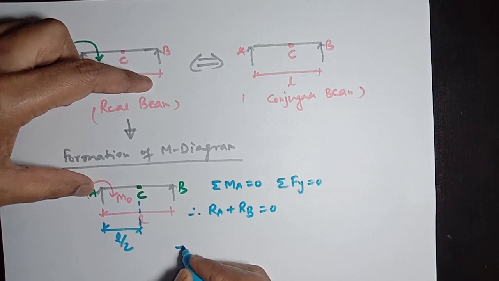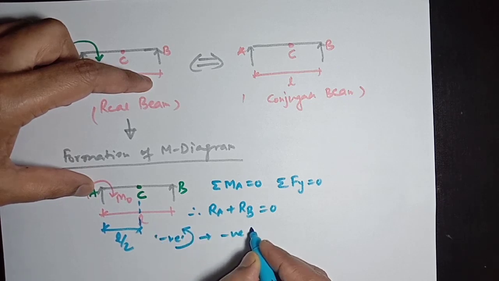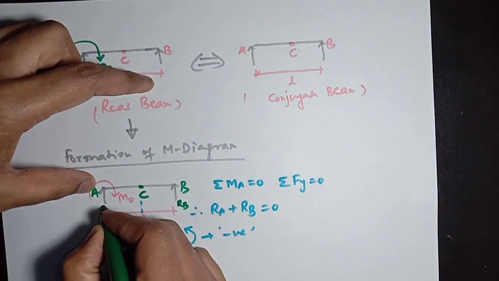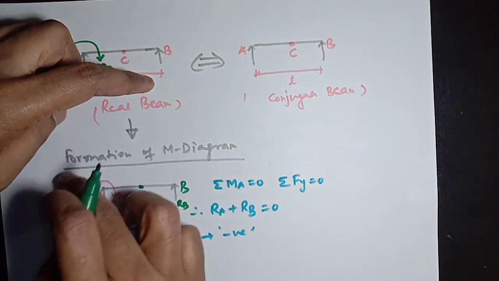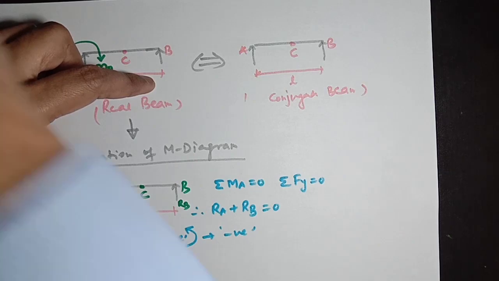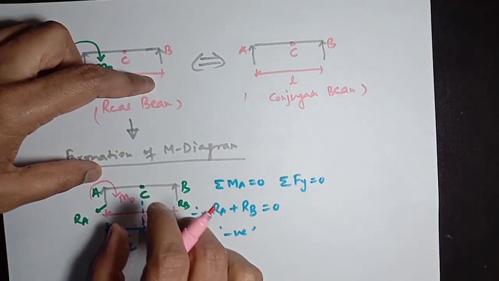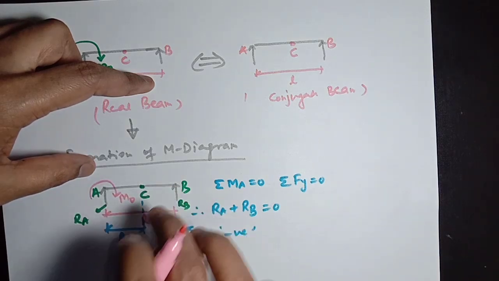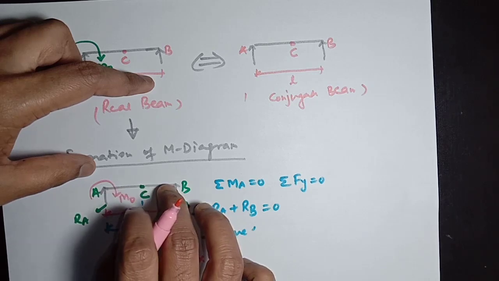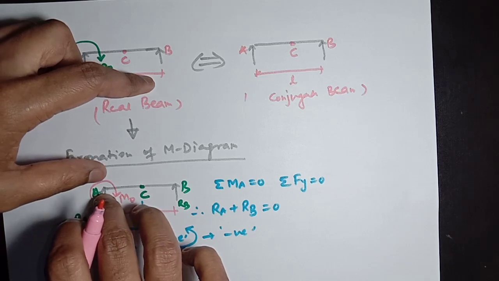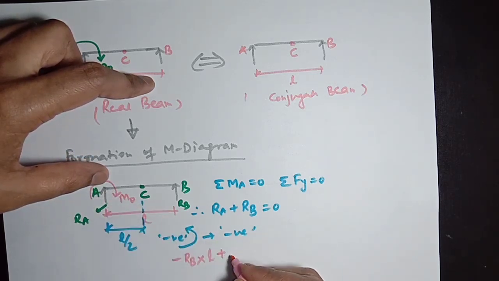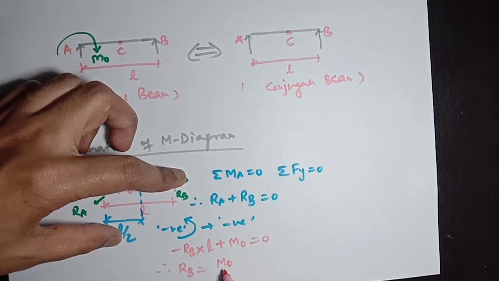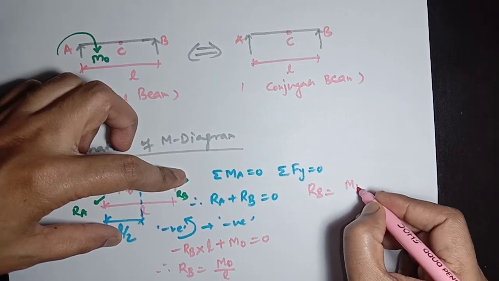As per our assumptions, we are taking anticlockwise moment as negative. Here RB will be acting, and here RA will be acting, and RB will create an anticlockwise moment about A. So minus RB multiplying with this length L, as it is creating anticlockwise moment, so it will have a negative sign. There is no other load acting in this entire span of the beam, except a clockwise moment of M0 concentrated at point A. So clockwise moment will be positive, plus M0 equals 0. This is the equation. So RB will be M0 divided by L.